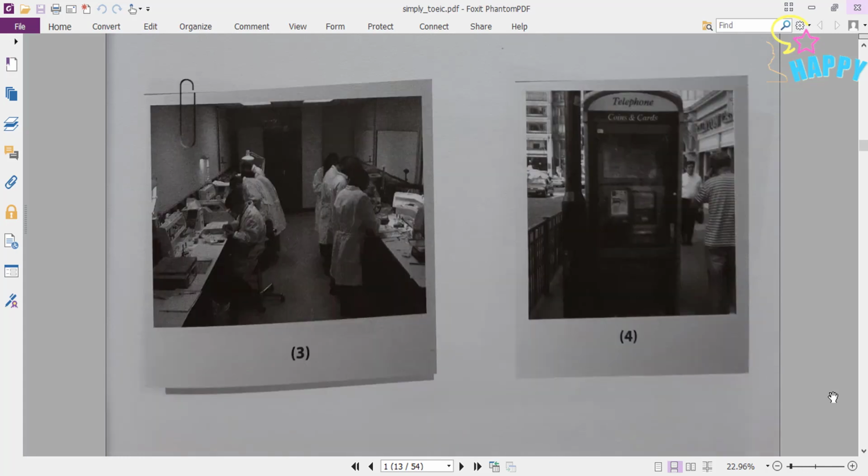Number 3. Look at the picture marked number 3 in your test book. A. They are all sitting down at their desks. B. They are walking around the room. C. They are all dressed in white coats. D. They are taking a break from their work.